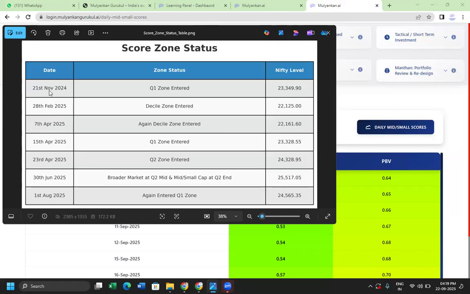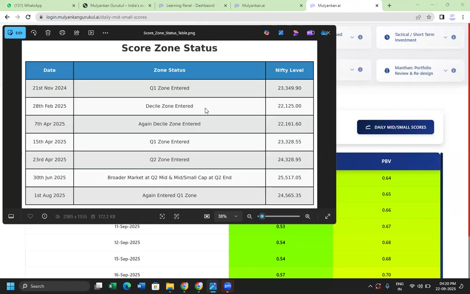So on 21st of November, clearly we entered the Q1 zone. The level was 23,300. Sir, I'm just referring to the market level for your reference. We usually don't look at the market level. Please don't look at the market level. Please decide the entire allocation on the business score plus profile basis. On 28th February, we actually entered the decisive zone.